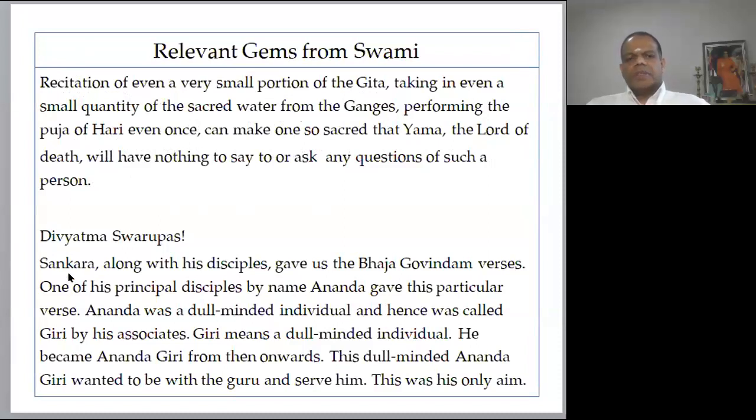Divyatma Swarupas. Shankara, along with his disciples, gave us the Bhaja Govindam verses. One of his principal disciples by name Ananda gave this particular verse. Ananda was a dull-minded individual and hence was called Giri by his associates. Giri means a dull-minded individual. He became Ananda Giri from then onwards. This dull-minded Ananda Giri wanted to be with the Guru and serve him. This was his only aim.